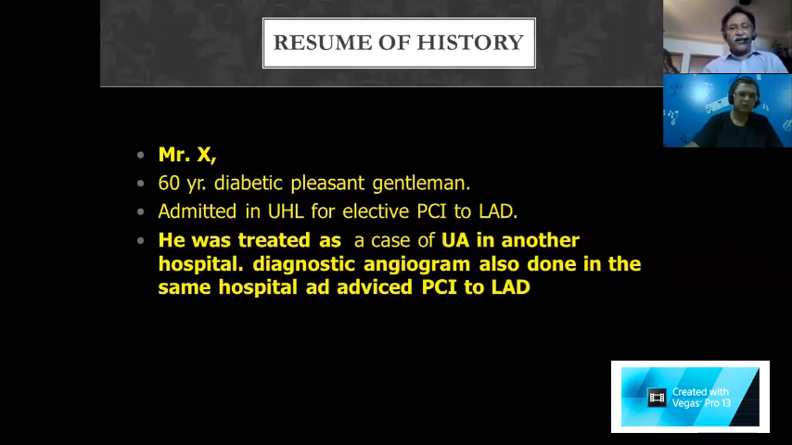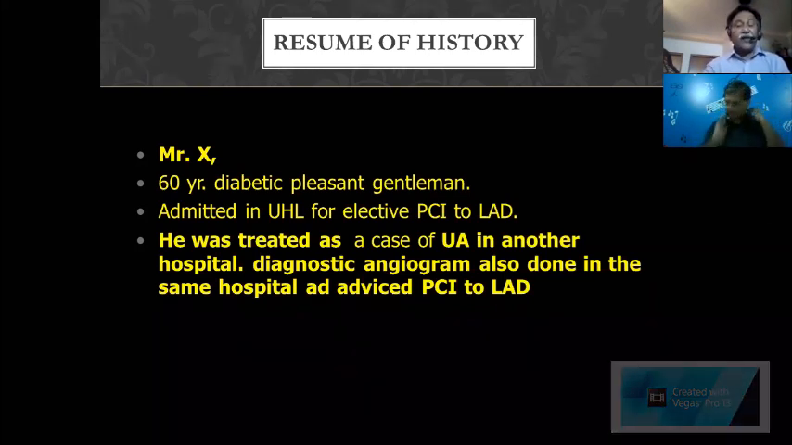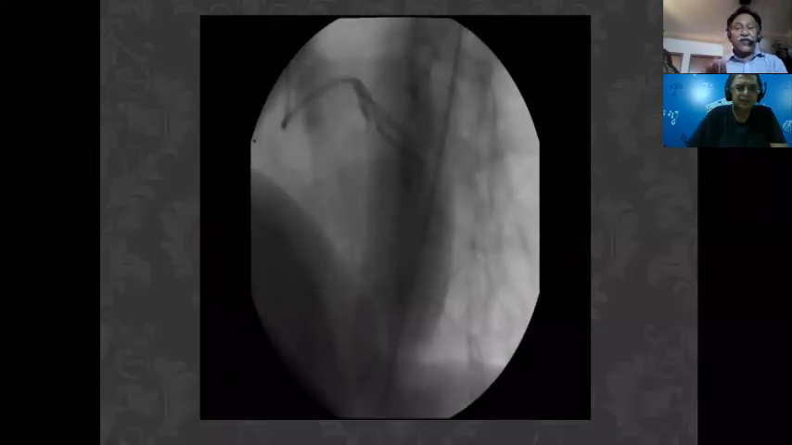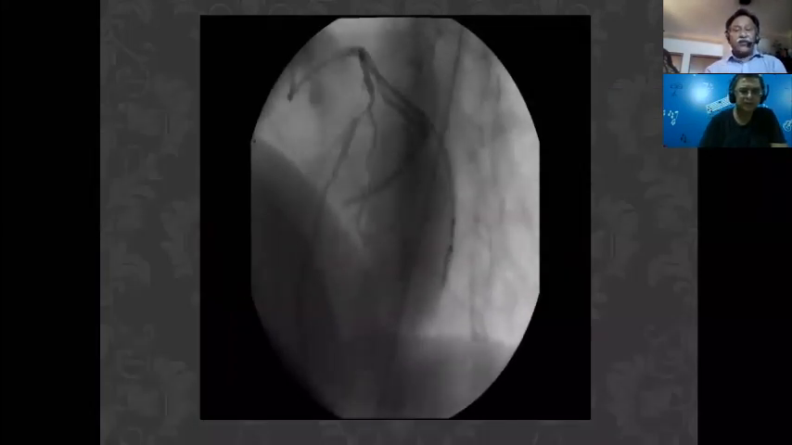He has been treated for his unstable angina in another hospital. Diagnostic angiogram shows critical lesion in LAD and was planned for PCI to LAD. This is my normal practice, to repeat any outside angiogram before proceeding for the angioplasty. So as part of that, I did the angiogram. You will see that this is the angiogram that I saw in my chamber.